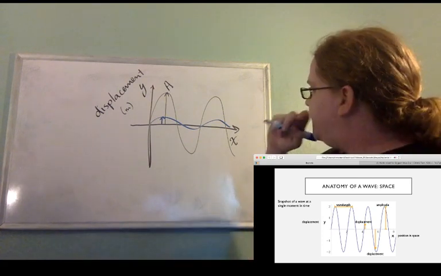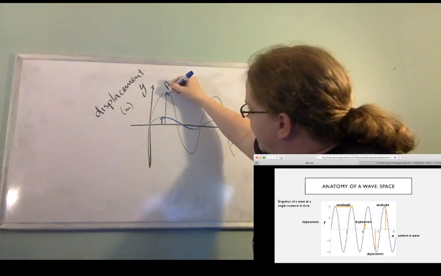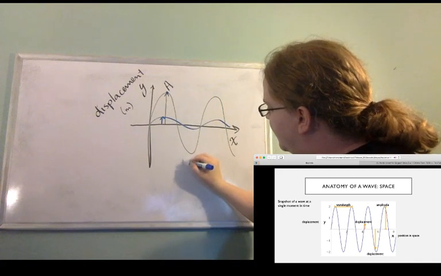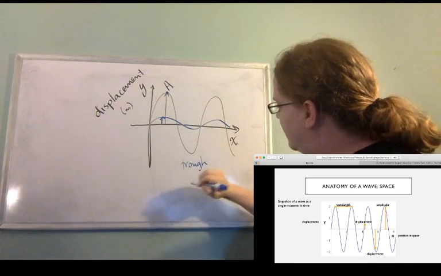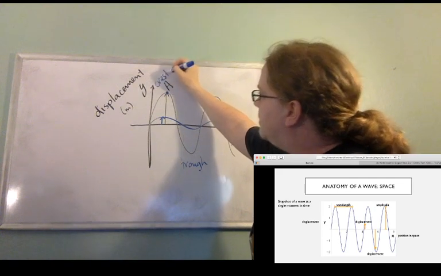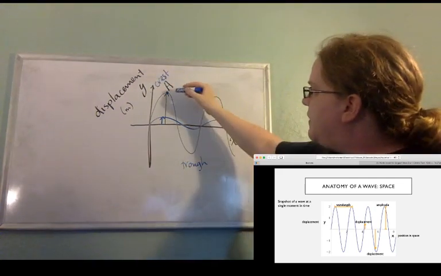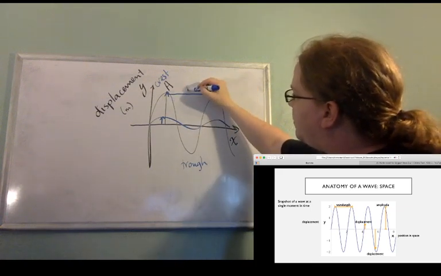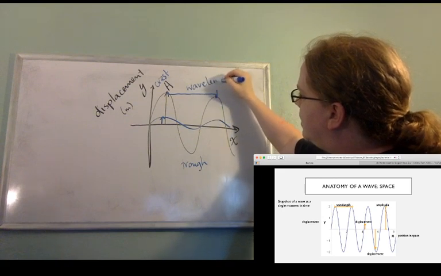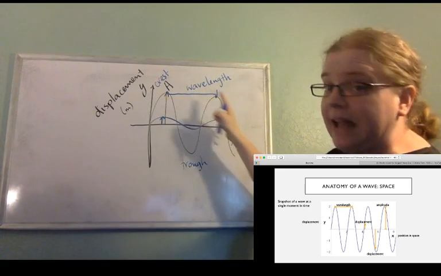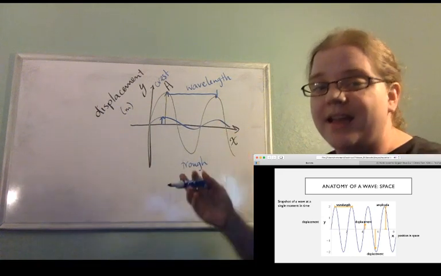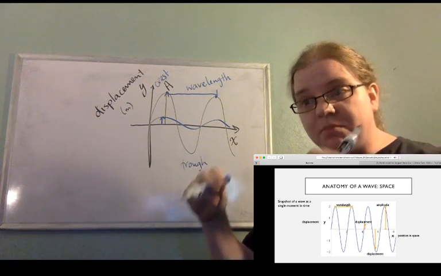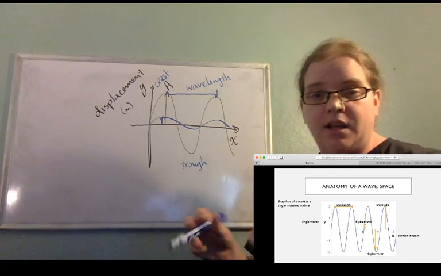Okay, another important feature is going to be if you look at the tip of this, and this is called the crest. So this down here is called a trough, and this is a crest. Okay. If you look from crest to crest, this distance here is called the wavelength, because it is the length of one wave, okay? You don't have to find it that way. As long as you are comparing similar points from one to the next, it will count.